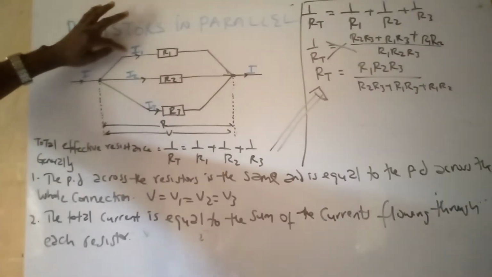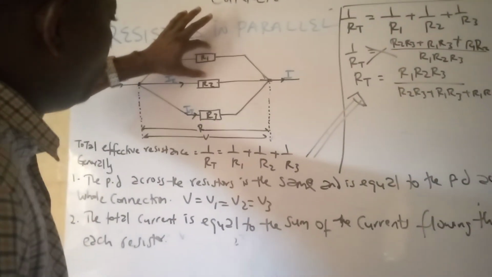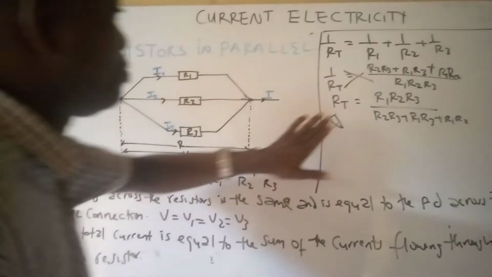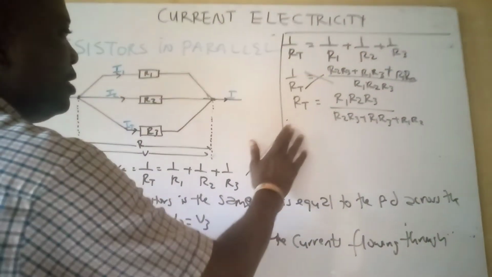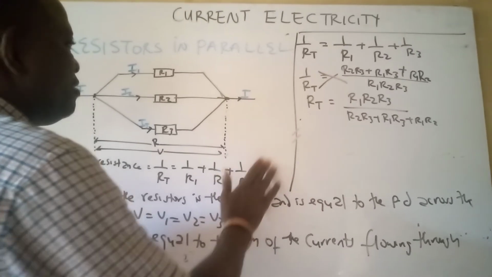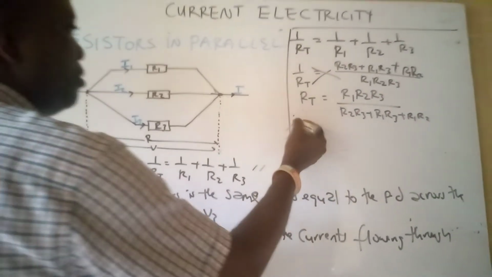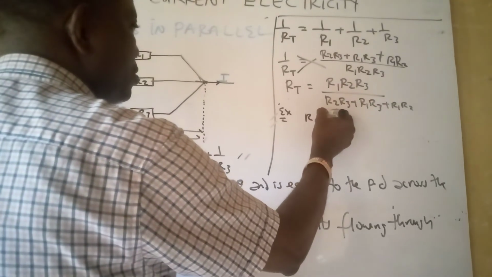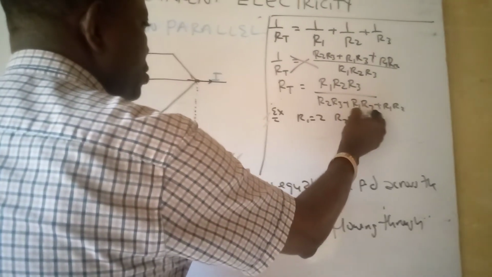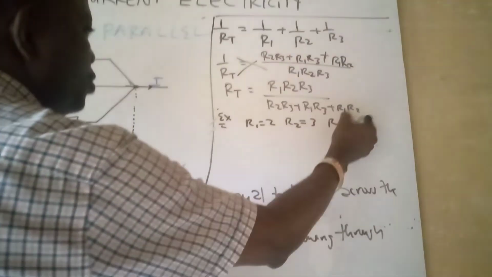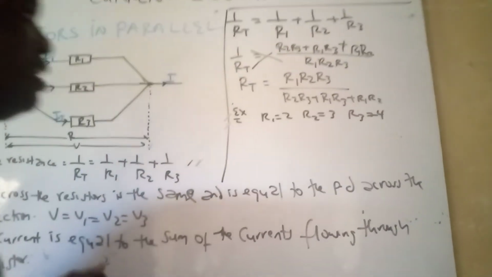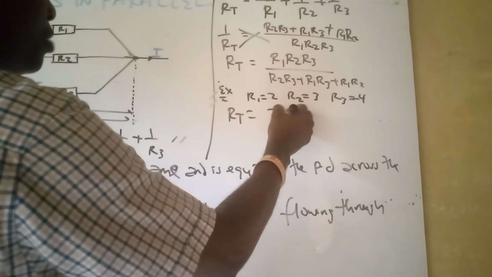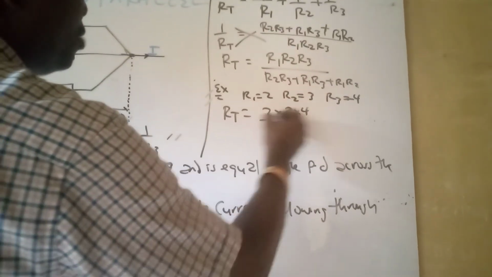Let's do an example so that we know. Let's say the question says you should calculate the effective resistance of R1, which is 2 ohms, R2, which is 3 ohms, and R3, which is 4 ohms. This is just a hypothetical example. Now, if you want to find the RT of this, all you need to do is just put in the values.